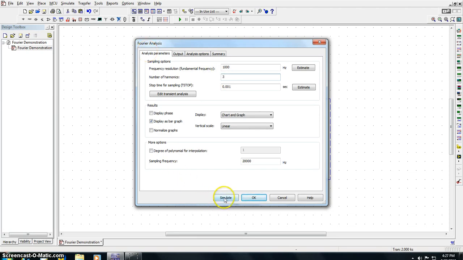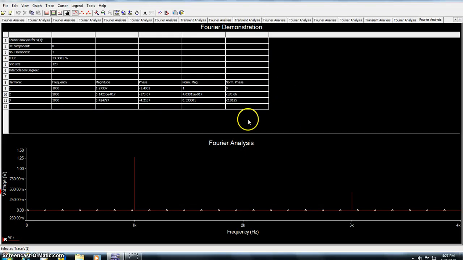Okay, hit simulate. And we have the fundamental at 1 kilohertz and a third harmonic at 3 kilohertz. Now, we don't see anything at 2 kilohertz because this particular waveform has a type of symmetry called half-wave symmetry. And with half-wave symmetry, there are no even-numbered harmonics. So you don't have a second or a fourth or a sixth and so forth. Even-numbered harmonics do not appear in the spectrum.